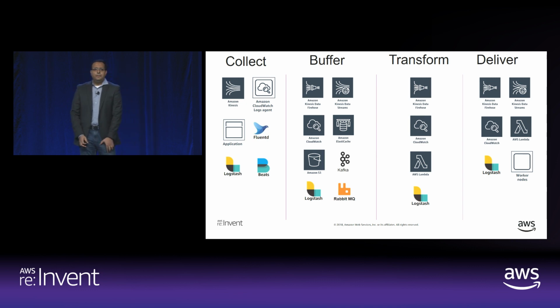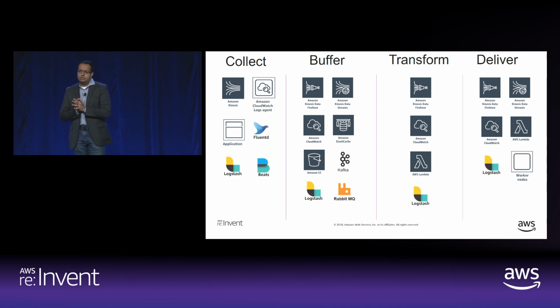Now, for each of these phases, there are a number of different technologies, and here are a few examples. You could collect the data by running a Kinesis agent on your box. You could have the CloudWatch agent. You could run FluentD. You could have your own custom application do that. You could do it with Logstash. You could do it with Beats. You could buffer the data using Kinesis or CloudWatch Logs. You could use Redis or ElastiCache. You could use S3 if you want. You could use Logstash, RabbitMQ. There are tons of options.